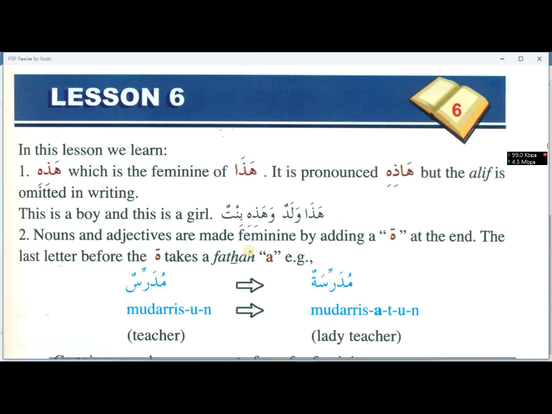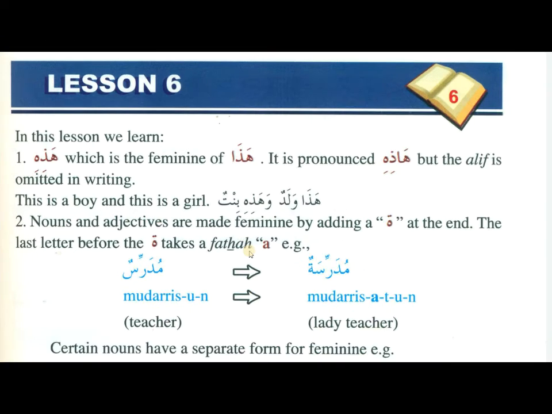Today we are going to start lesson number 6. Before this you have learned the word haza, which means this, and the word haza is used for masculine only. Now you will learn the word hazihi. Hazihi also means this, and the word hazihi is used for feminine things. So you will learn this thing here in this chapter.